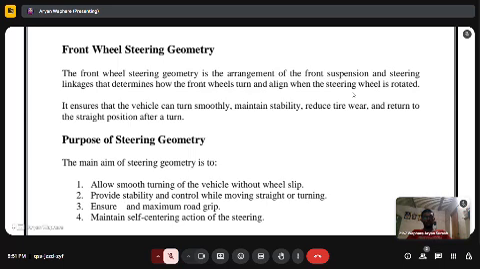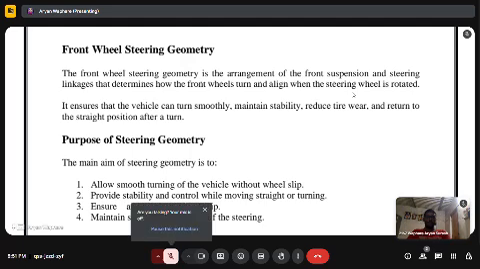The purpose of steering geometry. The main aim of steering geometry is to allow smooth turning of the vehicle without wheel slip, provide stability and control when moving straight or turning, ensure maximum road grip, and maintain self-centering action of the steering.